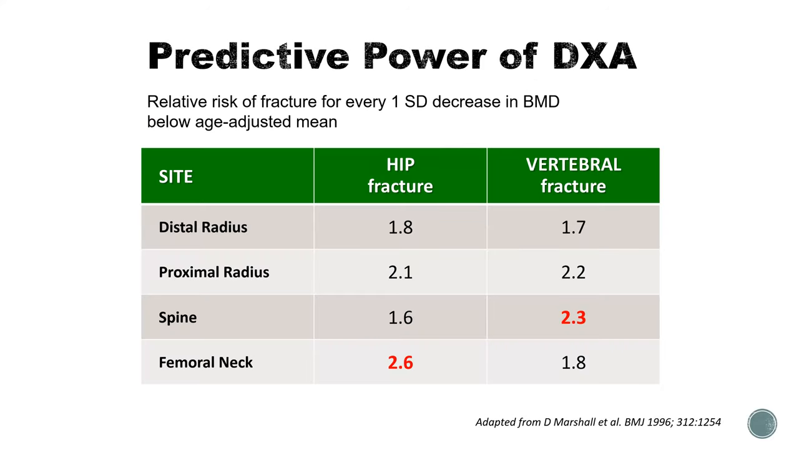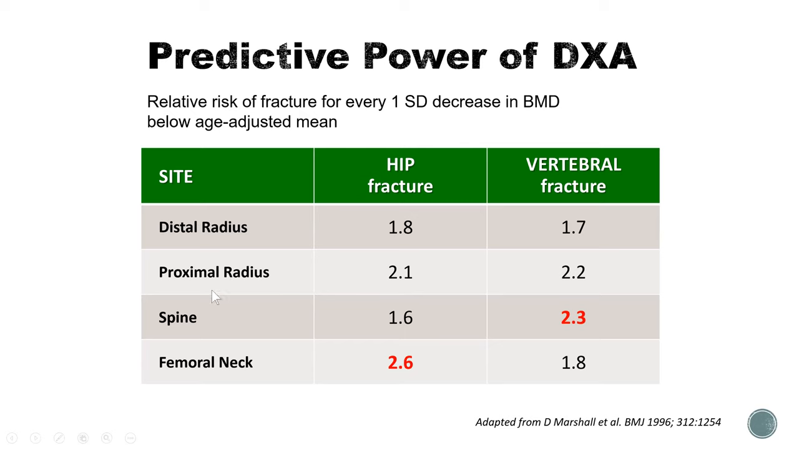Now, the usefulness of all this, of course, is that when you have a bone density measurement, it gives you a good guide towards your risk of fracture. Epidemiological studies have shown that for every decrease of bone density below your T-score, or the young normal, there is an increased risk of fracture.